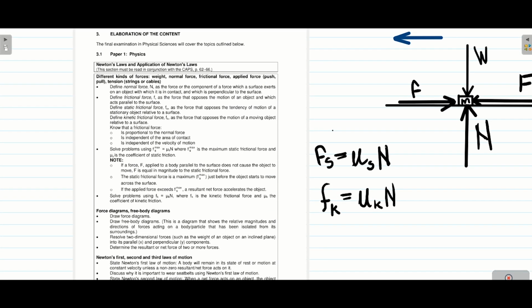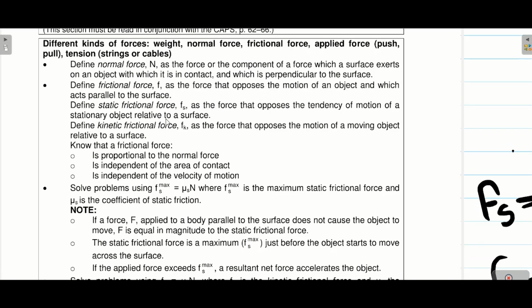Sometimes they might ask you for the definition of static frictional force and kinetic frictional force. So for static frictional force, it's defined as the force that opposes the tendency of a stationary object relative to the surface.